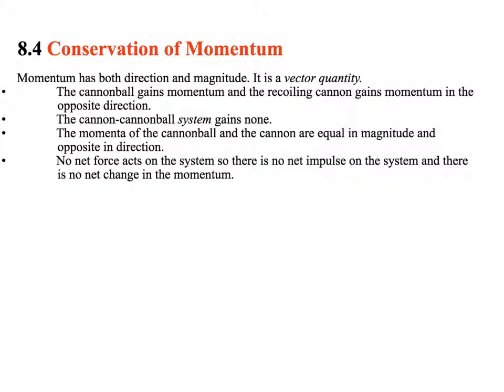Momentum has both direction and magnitude, so it's still a vector. The cannonball gains momentum, and the recoiling cannon gains momentum in the opposite direction. The cannonball system gains none. The momenta of the cannonball and the cannon are equal in magnitude and opposite in direction. No net force acts on the system, so there's no net impulse in the system, and there is no net change in the momentum because everything was internal.